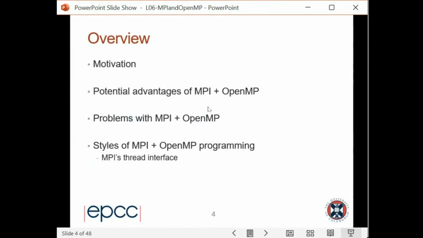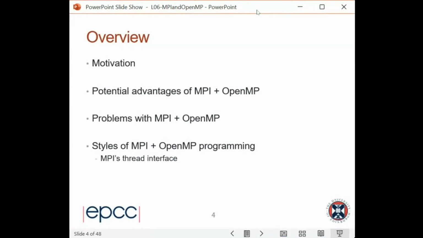So I'm going to talk about motivation as to why you might want to do this. Then I'll talk about potential advantages and potential problems. Most of this talk will actually be trying to dissuade you from jumping into this, because it is not a magic bullet, a silver bullet. It may not work, and it does potentially incur quite a lot of programming overhead. I've seen people make the mistake in the past of deciding they're going to do a hybrid MPI OpenMP, go away, do a lot of stuff, write the code, come back, and the code doesn't go any faster.